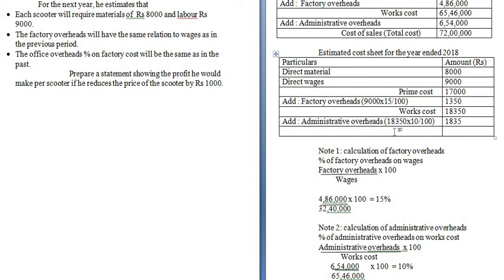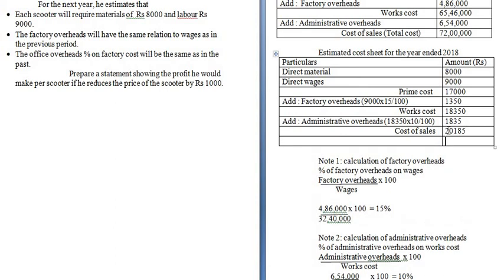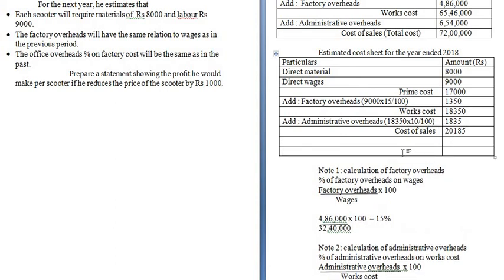Again here they have not given us selling and distribution overheads, so this itself will be called as what? Cost of sales or total cost. Cost of sales. Okay, make a total, that is 20,185. Okay, yes. Now they have asked us to find out profit per scooter.